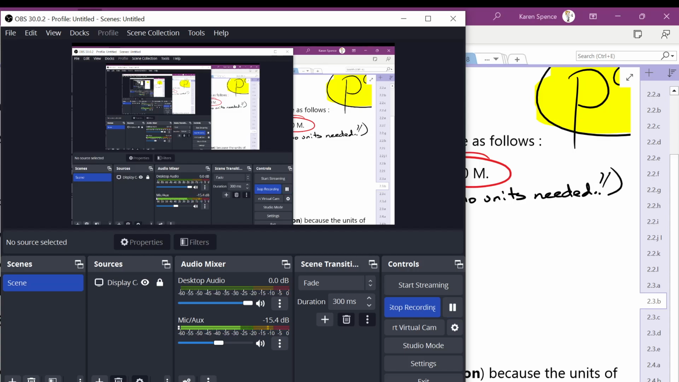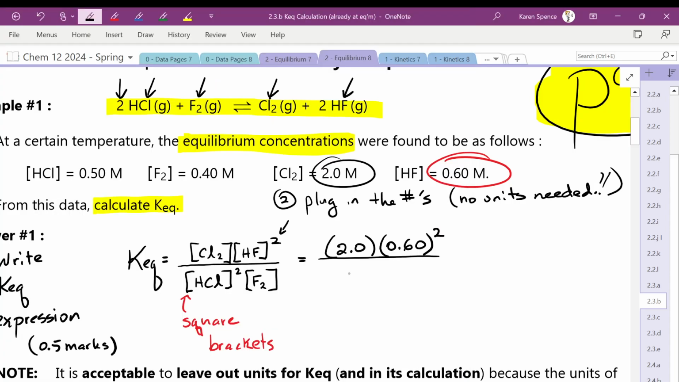Start recording. And now on the bottom, HCl, we go look up HCl. It's 0.50, 0.50. And do we need to square it or anything? Yep, it should be squared. And F2 is 0.40, and it does not need to be squared.